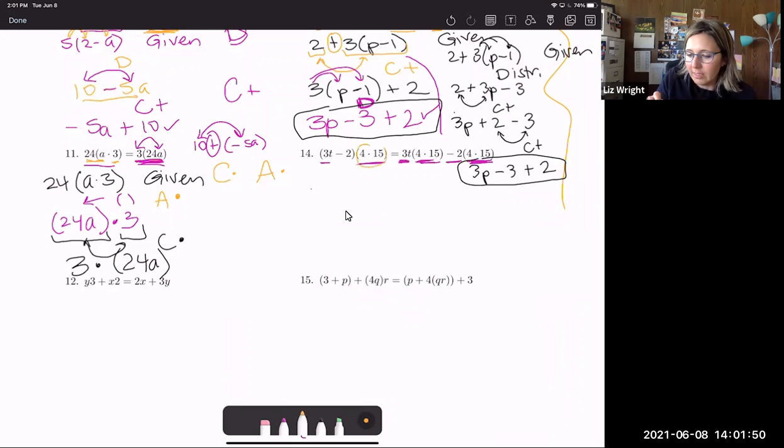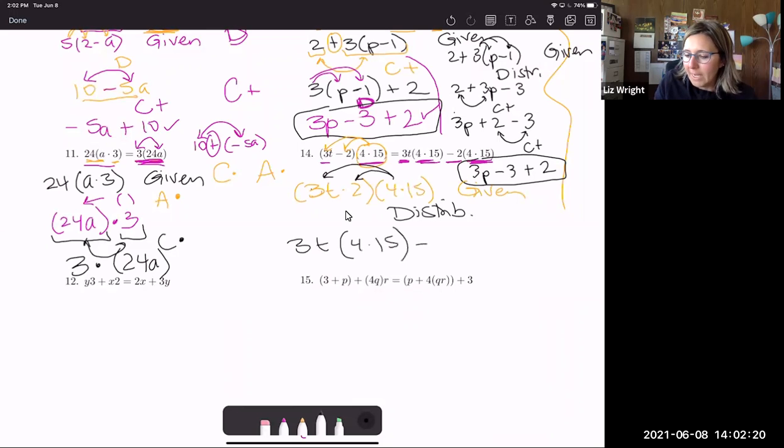So we took this and they distributed it first to the 3t and then to the negative 2. So I'm going to write up 3t minus 2 times 4 times 15. This is given. Now I'm going to show my distributive arrows. I'm going to write in distributive property, or you can just write a D. And then it's going to be 3t times 4 times 15 minus, this is a minus, 2 times 4 times 15. And that's it. We already got to the answer on that one. That one is pretty easy.